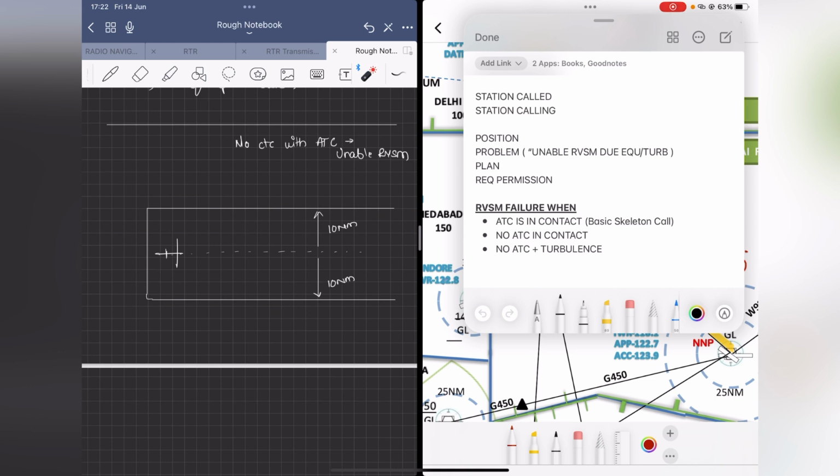But ATC is not in contact. So, what do I do? My intention is to get out. My first priority is to get out of this ATS route, to come out of this ATS route first. Minimize the risk. Fine. So how do I do that? I turn 90 degrees. You can turn left or you can turn right. You turn left or right by 90 degrees. And you fly for 15 nautical miles.